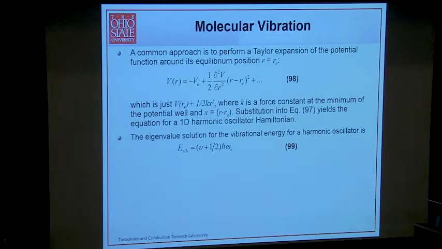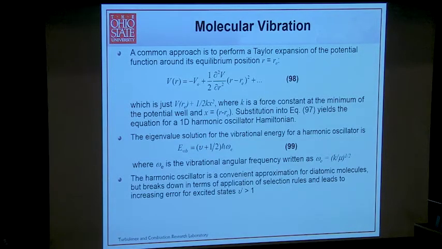And so the eigenvalue for this is what you've probably seen in spectroscopy: we have our vibration level v plus 1/2, times the reduced Planck's constant times omega e, which is the vibrational angular frequency. So this tells you the energy of vibration at any given v. And this is the relationship for angular frequency. The harmonic oscillator is a quite convenient approximation for diatomic molecules. It's actually good up to about the first vibrational level of the excited state, but then you start to have an increasing amount of error.